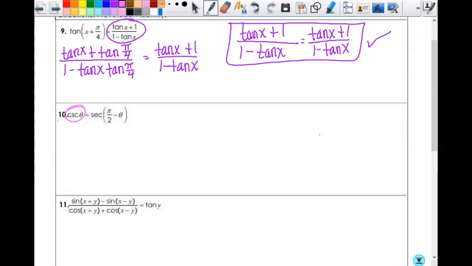Now, your sum and difference identities you have for sine and cosine. You don't have one for secant. But this is like secant of an angle that's equal to 1 over cosine of that same angle, which is pi halves minus theta.